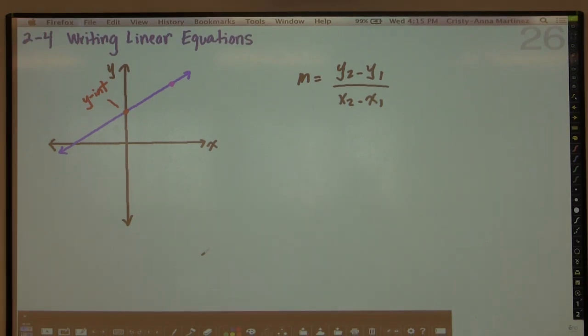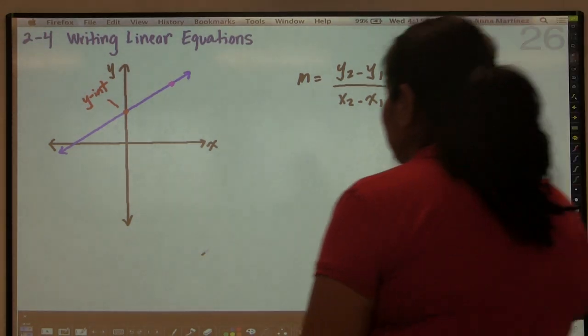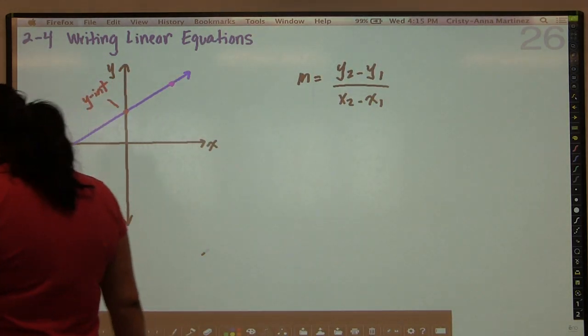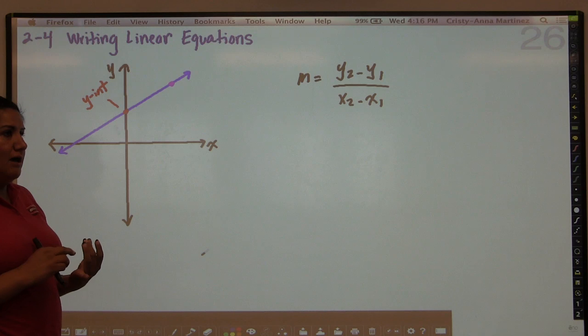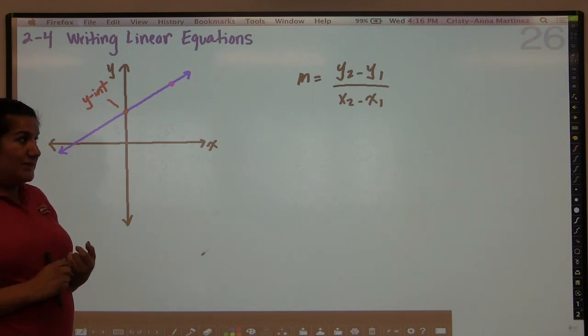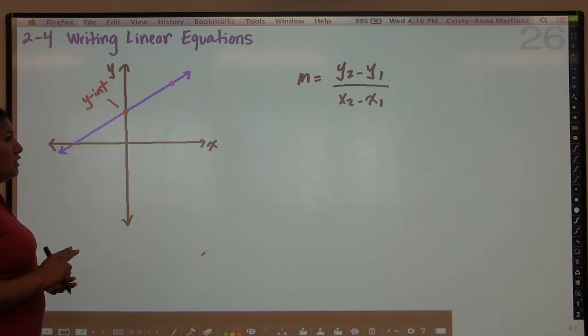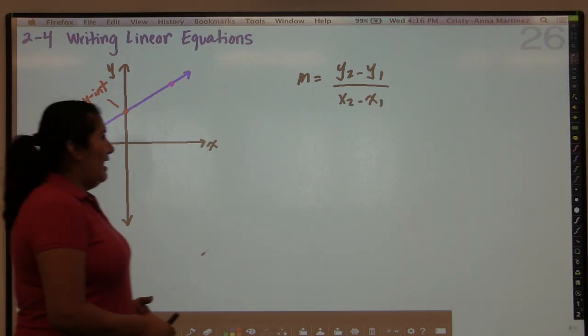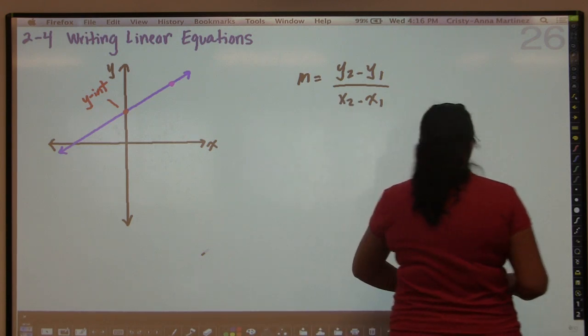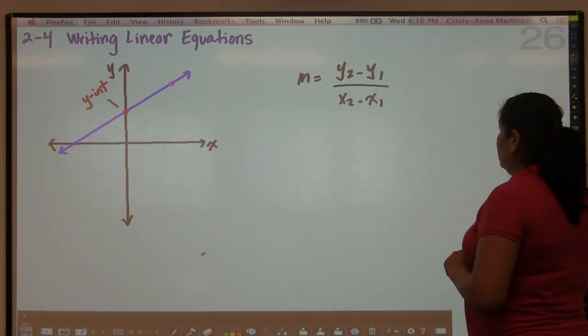Hello there again. We are now doing section 4, chapter 2, Algebra Dose. And we are going to talk about two separate forms of the equation of a line. We already discussed in 2.2, I believe, standard form, ax plus by equals c. And now we're going to talk about slope-intercept form and what we call point-slope form. And I want to tell you that they actually come from the same slope formula right here.